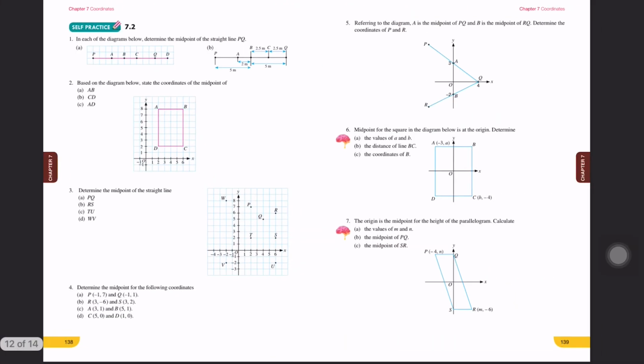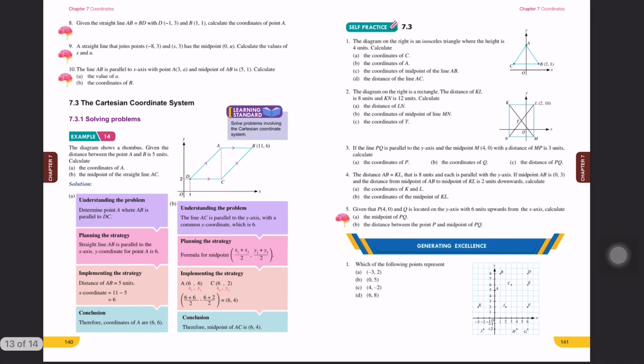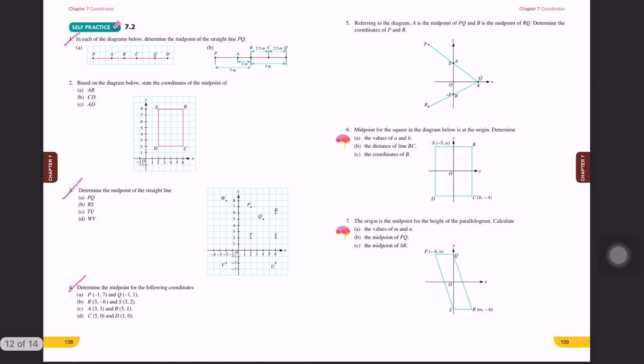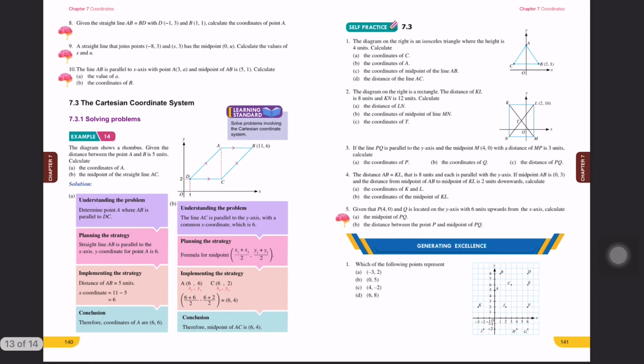So now for your exercise. For midpoint, saya nak awak cuba jawab nombor 1, nombor 3, nombor 4. Cukup buat tu dulu. Okay, boleh? Now this is the last subtopic for this chapter.